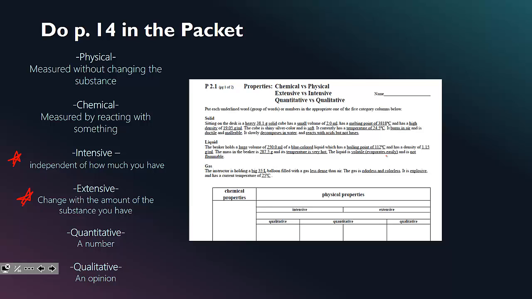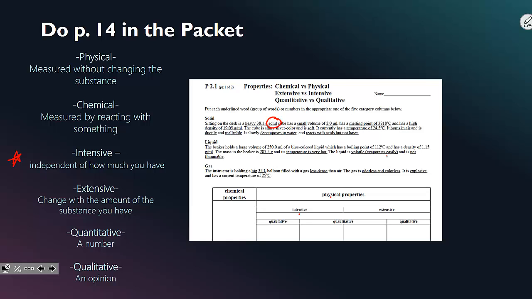A cup of water and a glass of water would have the same density. So intensive physical properties are the same whether you have a lot or a little. So in the first example, a solid cube, states of matter are physical properties, and it doesn't matter whether you have a cup of water or a glass of water, they would both be the same state of matter. So that is an intensive physical property.